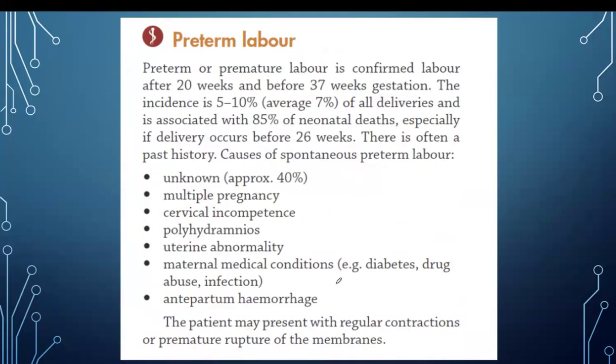So that's pretty much everything about Rh isoimmunization. The other topic that's also important for the exam is preterm labor and premature rupture of membranes.